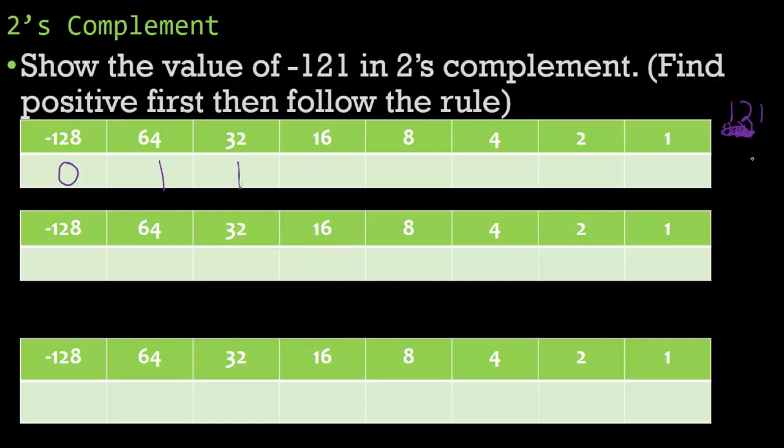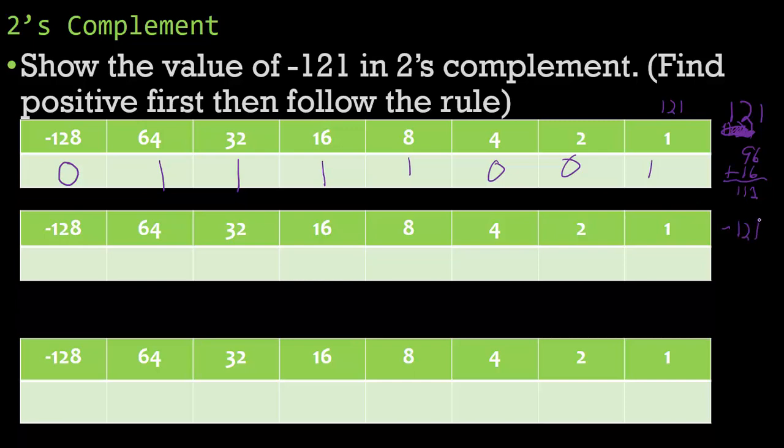64 plus 32 gives me 96. So I still need to get to 121. I need 16. That gives me 112. And now I need 9, because 112 plus 9 is 121. Okay, I have found it. Now, to show the value of negative 121 in 2's complement, if this is 121, this will be negative 121.